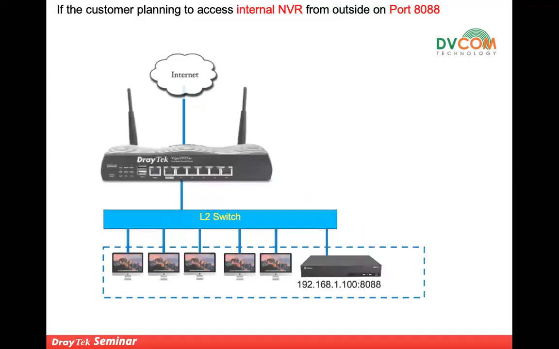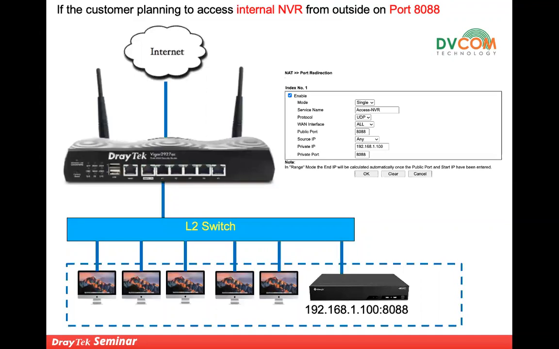So we have a very nice feature in the DRETEC. You can do port redirection, or port forwarding. Simply go to the NAT section and select port redirection. After that, you can specify which private IP. Let's say here in my layout, we have an NVR with the IP address 192.168.1.100, and the port number is 8088.